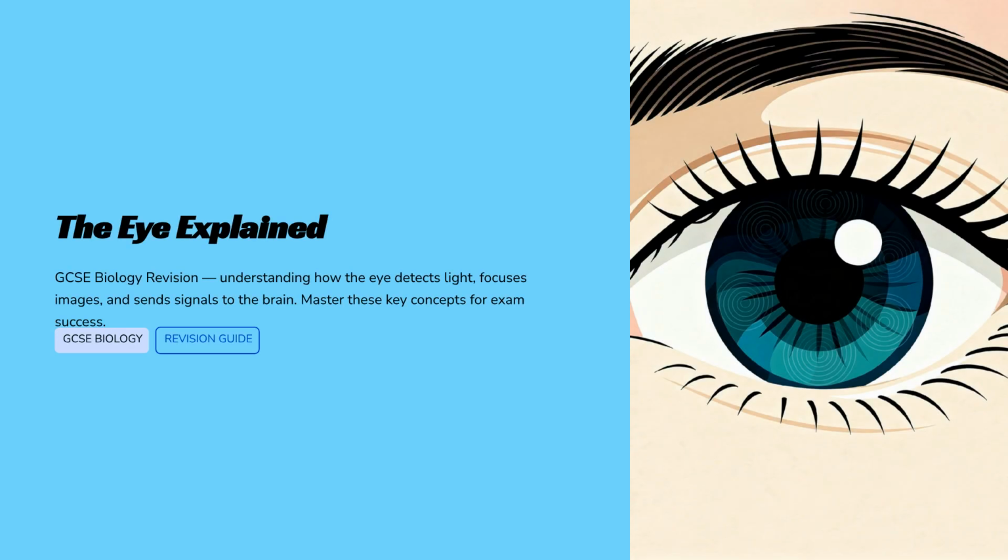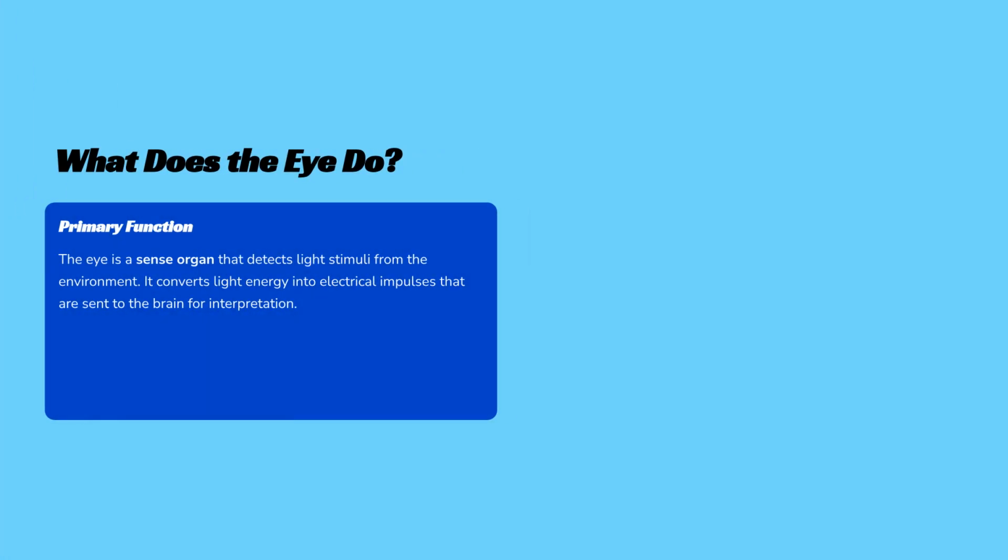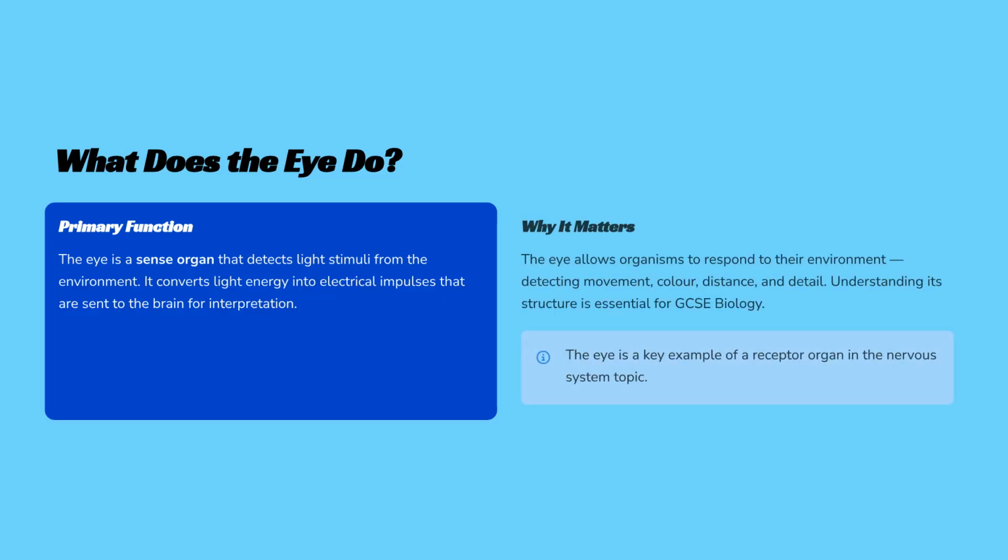Welcome to this GCSE Biology revision video on the eye. We'll explore how the eye detects light, focuses images, and sends signals to the brain. The eye is a sense organ that detects light stimuli, converting light energy into electrical impulses sent to the brain. This enables organisms to respond to their environment by detecting movement, color, and detail.